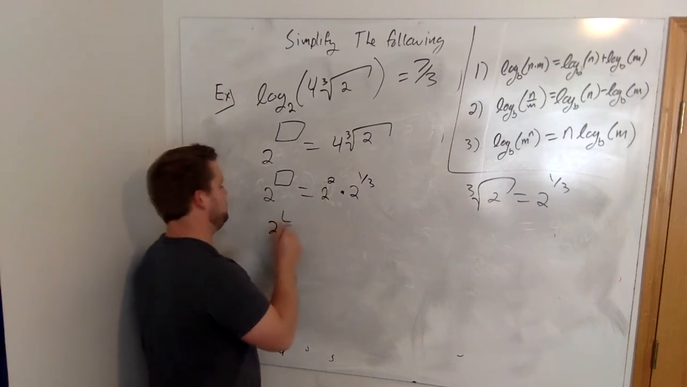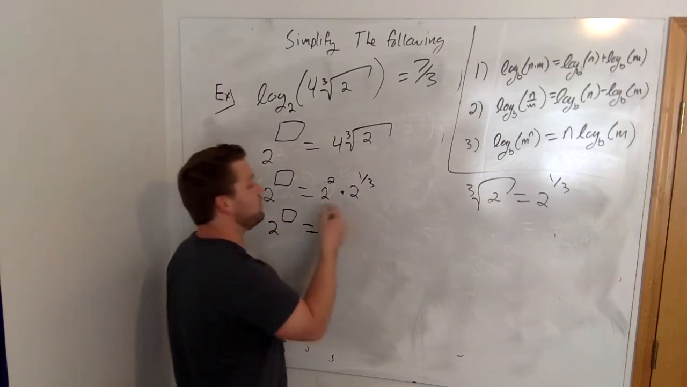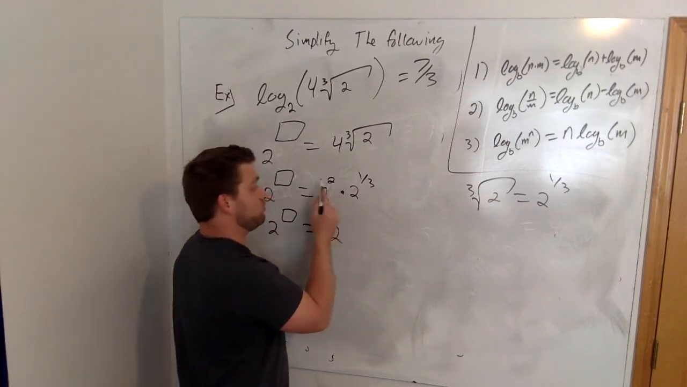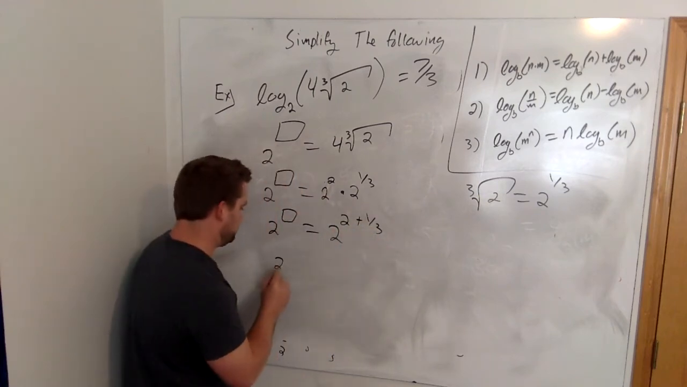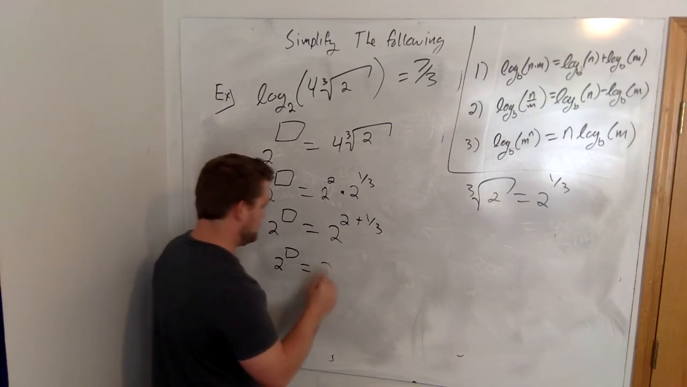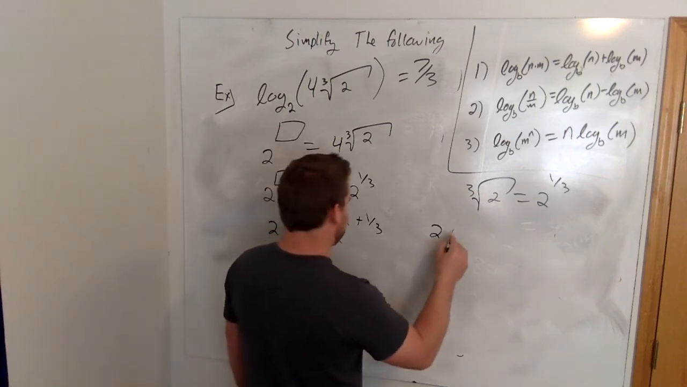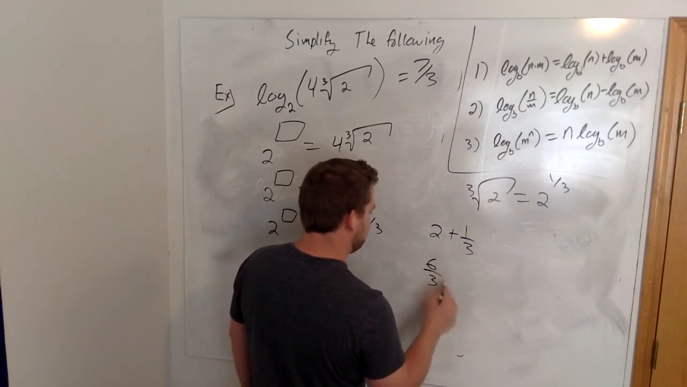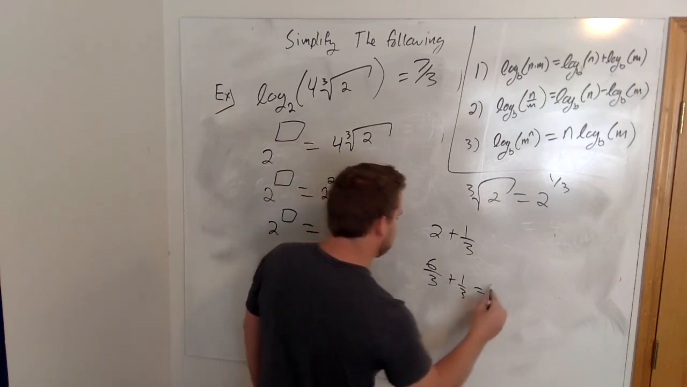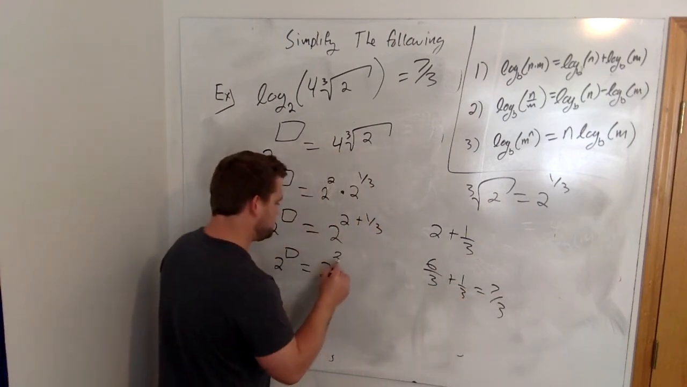Well, 2 to what power gives us 2? Exponent rules say we add these. So 2 plus 1/3. We get 2 to what power? Well, what is 2 plus 1/3? 6/3 plus 1/3. That's 7/3.